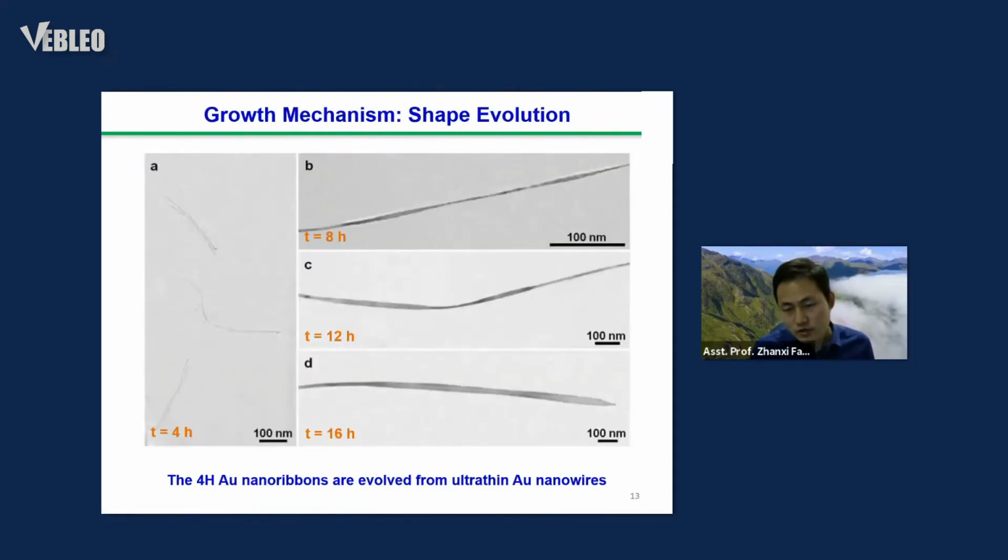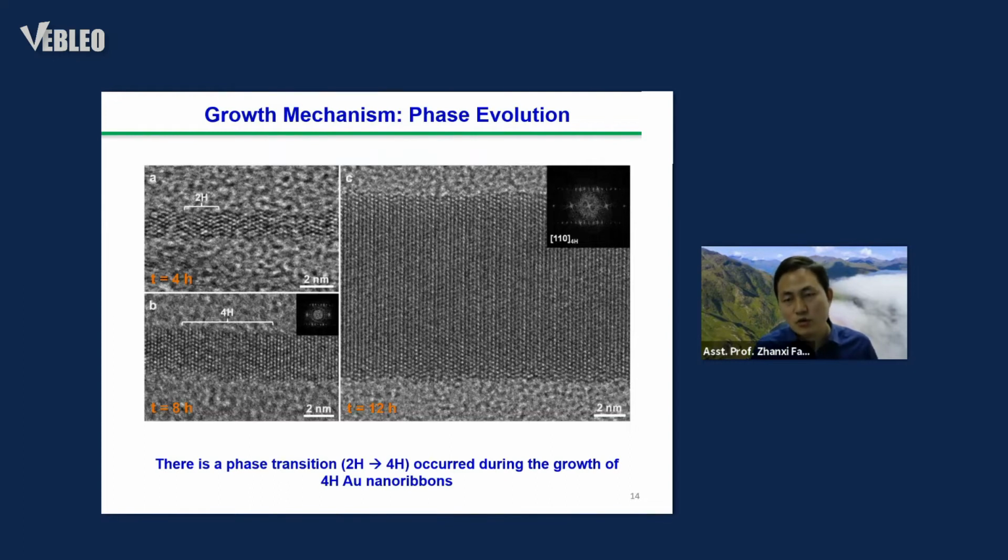We have also tried to study the growth mechanism. First, we studied the shape evolution, and we found that these 4H ribbons initially evolve from ultrathin nanowires, and later gradually grow longer and also wider in the lateral direction, and gradually form this morphology. But we were most interested in the crystal phase evolution in this process. At the initial stage, for example at a reaction time of 4 hours, we observed some short-range 4H phase, together with the existence of some crystal defects such as stacking faults and twin structures.